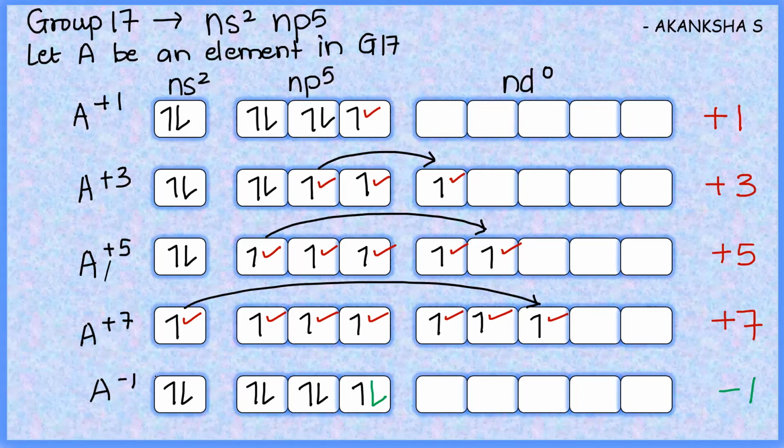Okay, simple, right? First you try to identify how many unpaired electrons there are. So that becomes your base oxidation state. And then if there are any paired electrons, you keep unpairing them. When you keep unpairing them, you will also get the other oxidation states of your elements. Let's take an example.